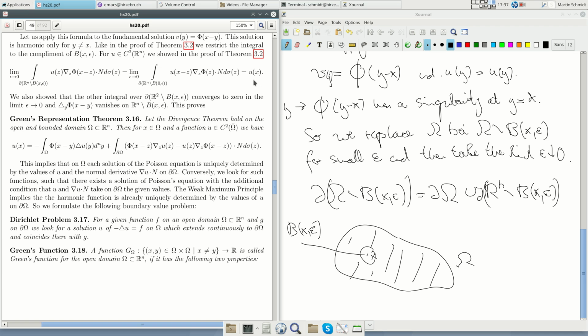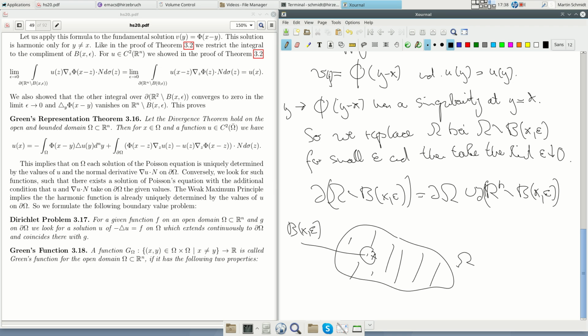This converges to u of x. This is exactly the same argument, exactly of the form which we had before. We evaluate this at z equals 0, and this is u of x. Then we get this, and the other term on this boundary vanishes. Furthermore, on omega without the epsilon ball B(x, epsilon), the Laplacian of phi is 0. This is the main reason why we subtracted this set, to get rid of the singularity at y equal to x.